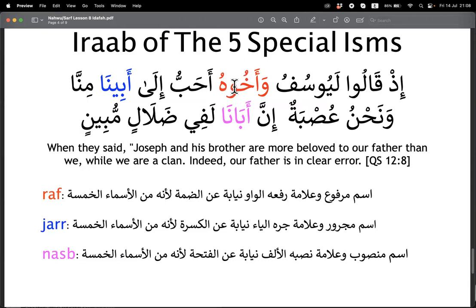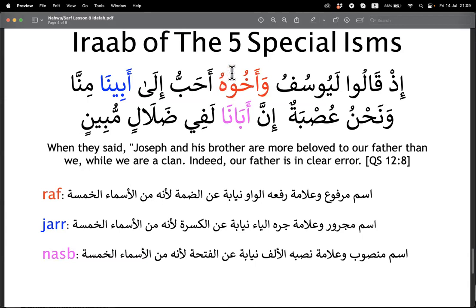Dhamma is followed by the waw, right? Actually, the sign is the waw. So in irab, usually we say marfu bil dhamma, right? Here we say marfu bil waw. And then is waw the normal default sign for rafa? No, it is niabatan anil dhamma. Yes, exactly. And then we say li'annahu because it is minal asma'il khamsa. It's one of the five ism.